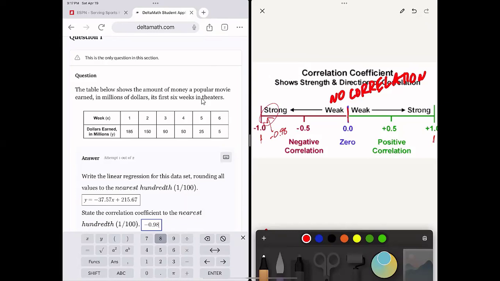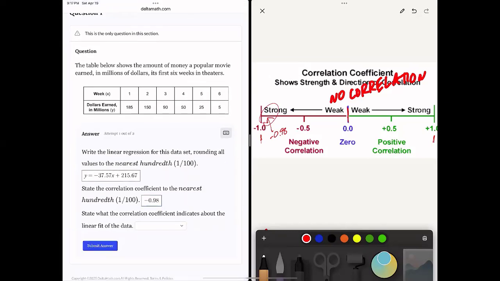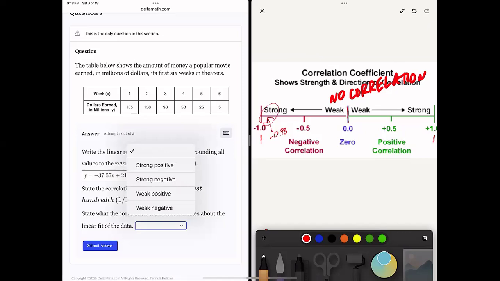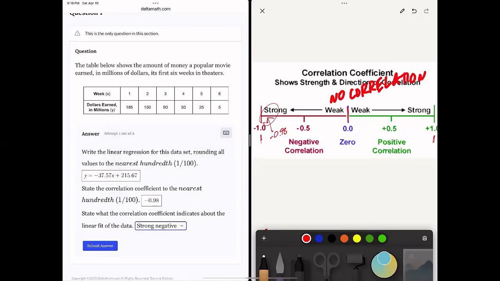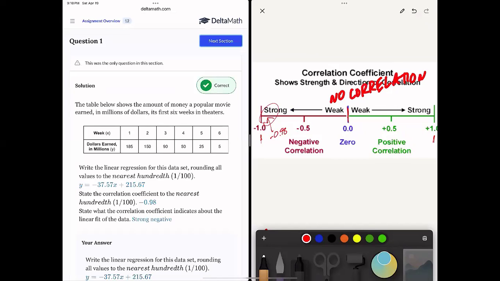That's all they're saying. So all we're going to do is we're going to come here. We don't need this. We're just going to say, which one? Is it strong positive, strong negative, weak positive, weak negative? It is strong negative. We do that, and then we submit it. And let's see what we got. And it says, nice job.